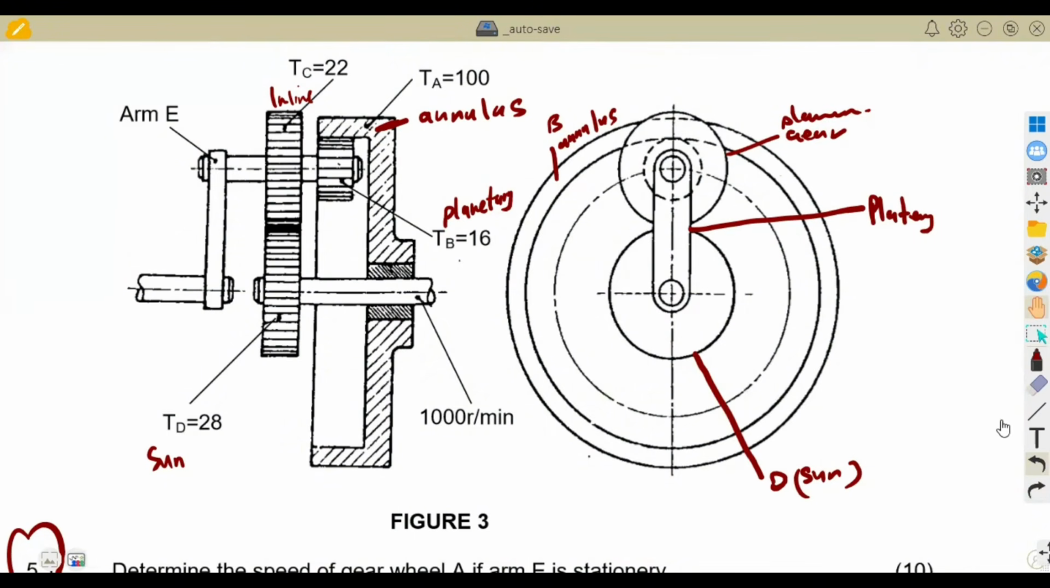Why am I writing B here, guys? This is A here. We said B is the planetary. Sorry, guys. A, B, C. C is in line with B, and D is the sun. Okay, so this is it.